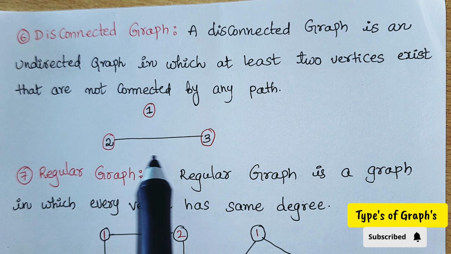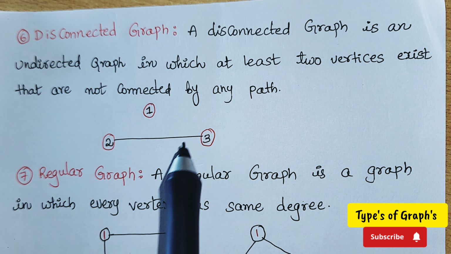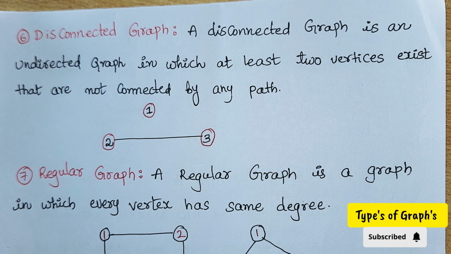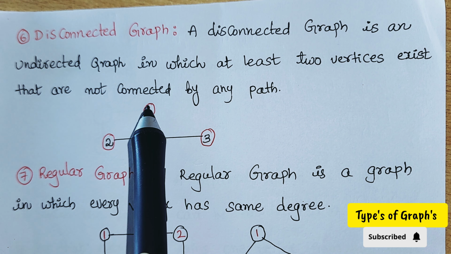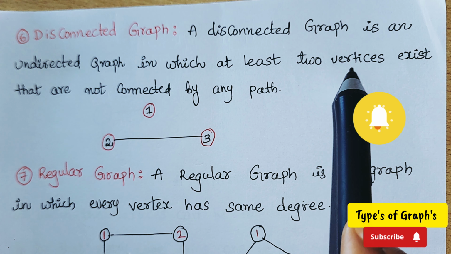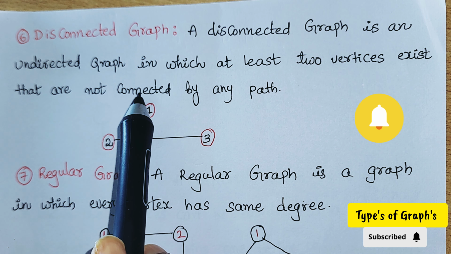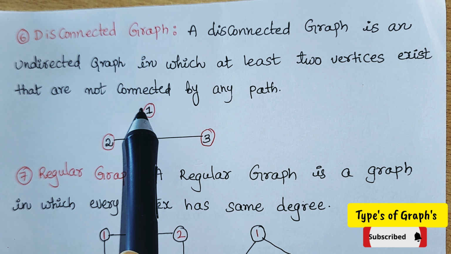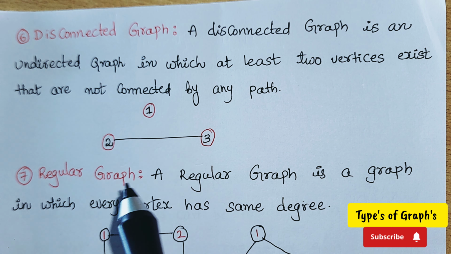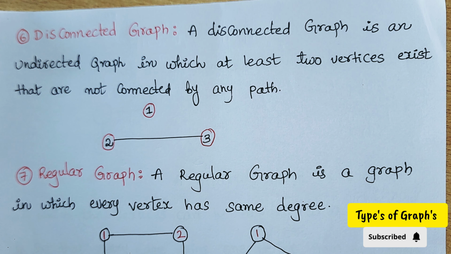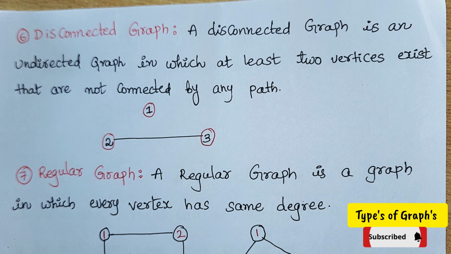So you can see 1, 2, 3 are called vertices. There is a connection between 2 and 3, but there is no connection between 1 and 2, or 1 and 3. So at least two vertices exist that are not connected. So 1 is not connected to 2, and 1 is not connected to 3. So this is called a disconnected graph. There is no connection.